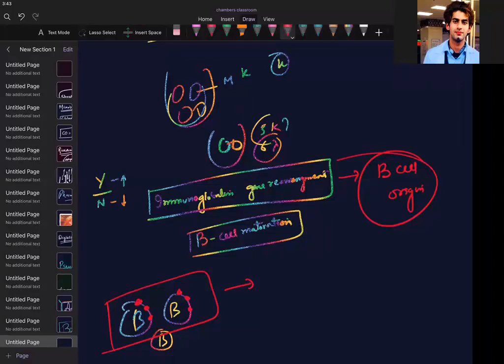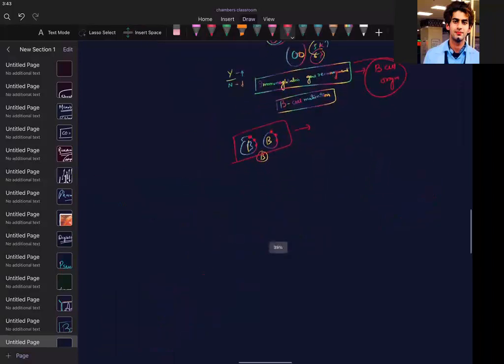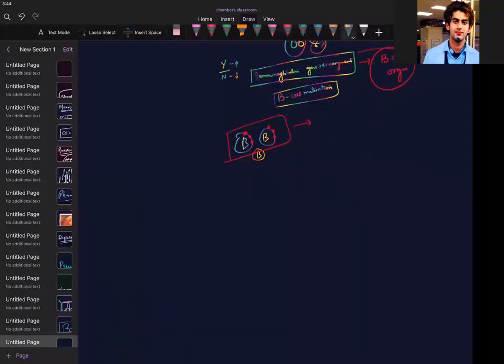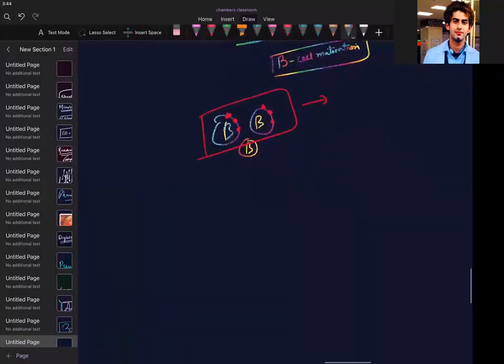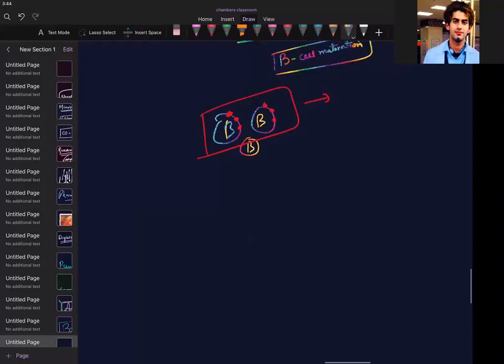B cell maturation rearrangement. So let me write something. I'm just giving you some correlations so that your life becomes easy while approaching the tumors. At least you know these tools. These tools will remain handy, okay? That's what we are doing here.